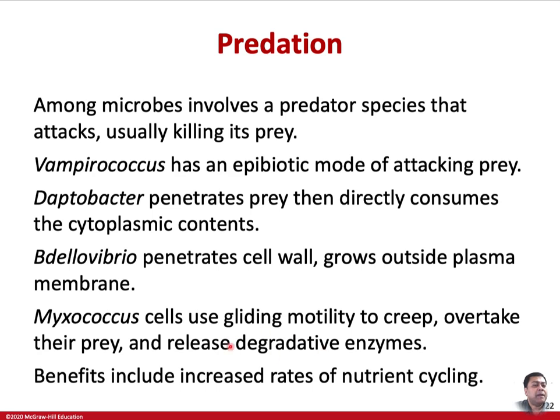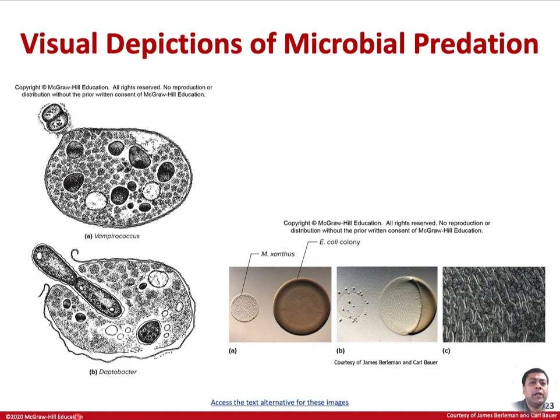And these benefits include the increased rate of nutrient cycling, but predation is also very common at the bacterial level. So here are some of the examples that we just saw in the previous slide. Here is a Vampirococcus attached to the outer membrane, and they secrete these degradative enzymes that will result in lysis and release of the prey's cytoplasmic content. In here, we are seeing a Daptobacter which can penetrate the cell, and once they're inside the cell, they will consume the cytoplasmic content as well.